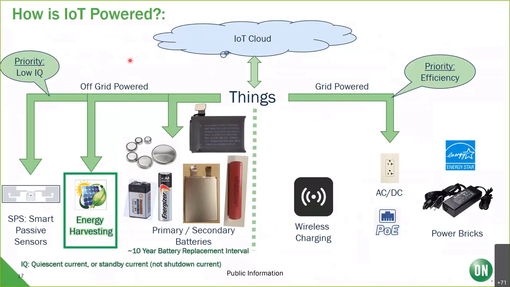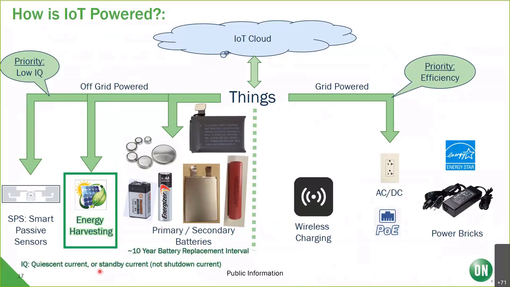They both matter. I'm not trying to say low IQ doesn't matter in grid powered, but I tend to prioritize efficiency more because you've got higher power for one, and as you dissipate power, you generate heat, and there are big market movements for high density and ultra high density power supplies. So you've got to really look at efficiency as a big driver for grid powered.